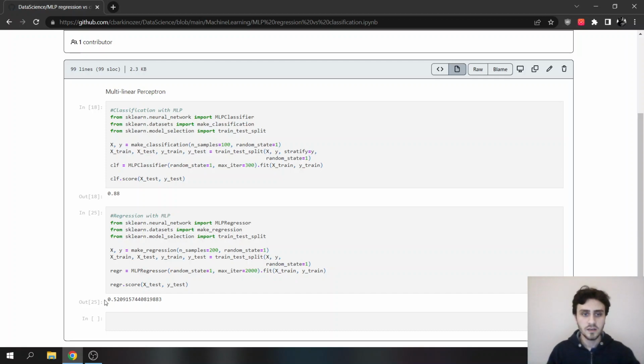And as you can see, the result is much higher, 88%, and this is 52%. It's also because this is classification, it's discrete, and this is continuous, so it couldn't learn that well. That's all.